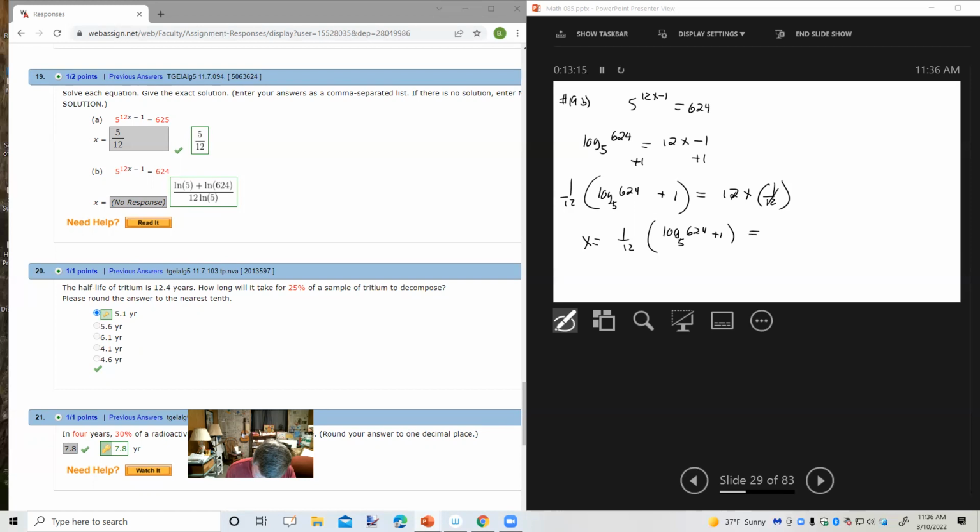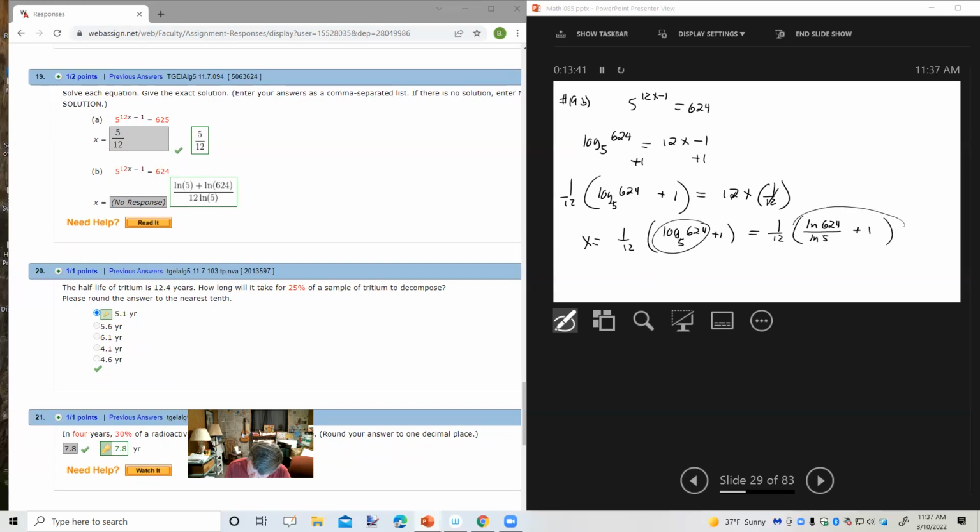So now I've got 1/12 times, I'm going to use the change of base here. And instead of using log base 10, I'm going to use natural log. And the only reason I did that is because that's what they did there. But again, there's more than one equivalent correct answer. So this would be the natural log of 624 over the natural log of 5 plus 1.